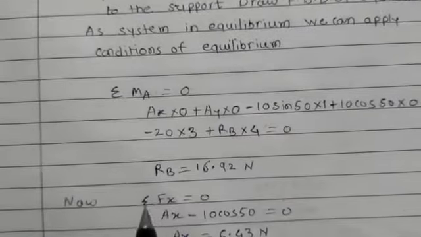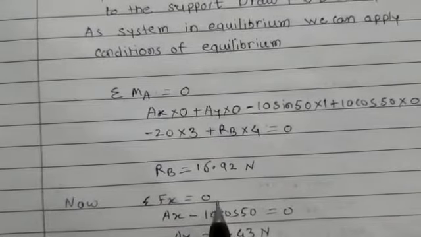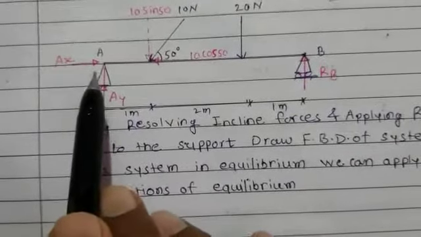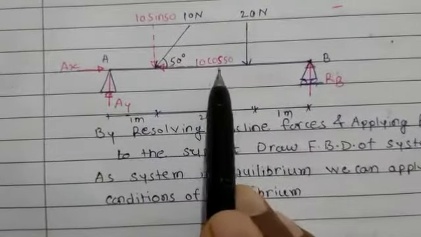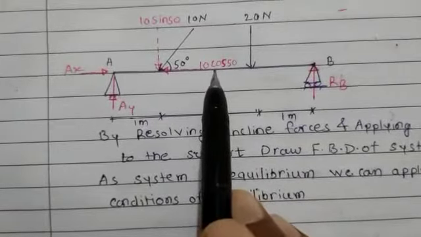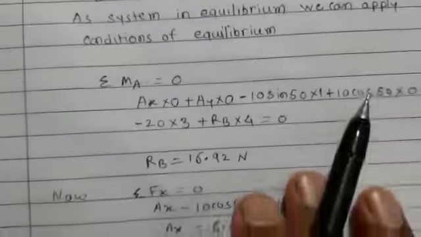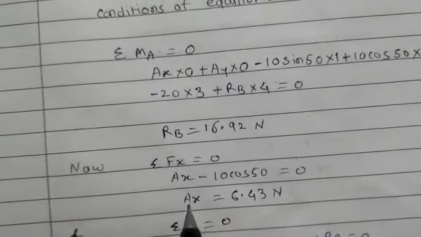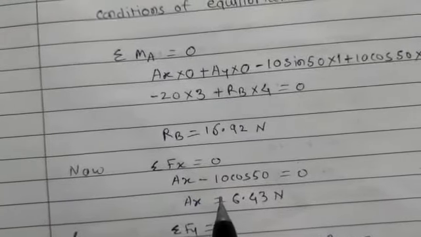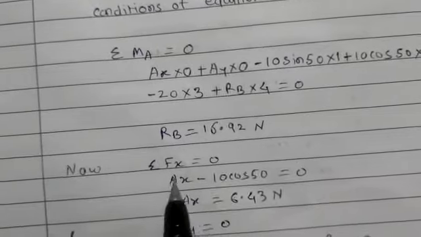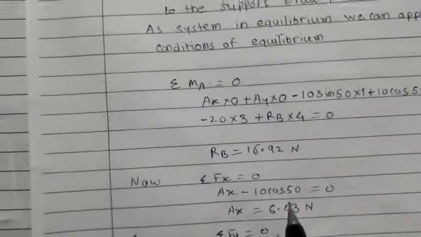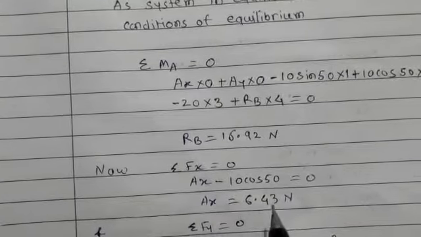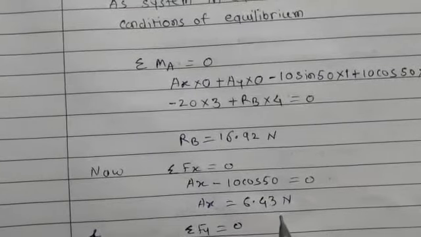Now we can apply summation Fx is equal to 0. Then we can see the horizontal forces are AX, 10 cos 50, and hence we can get the value of AX. So left direction forces are negative, right direction forces are positive. AX minus 10 cos 50 is equal to 0, and hence we have calculated AX as 6.43 Newton.